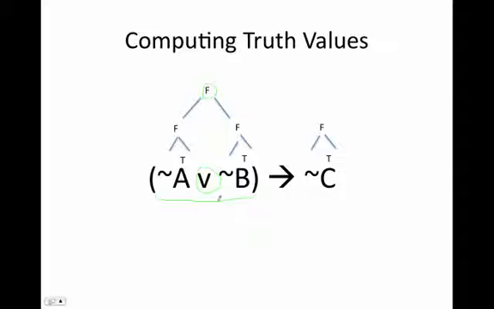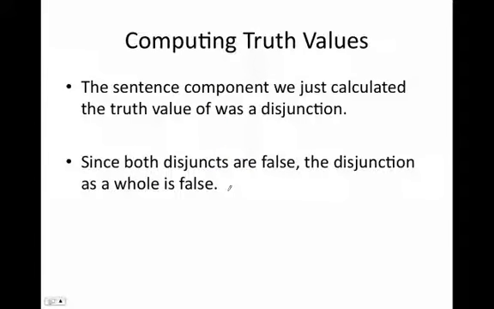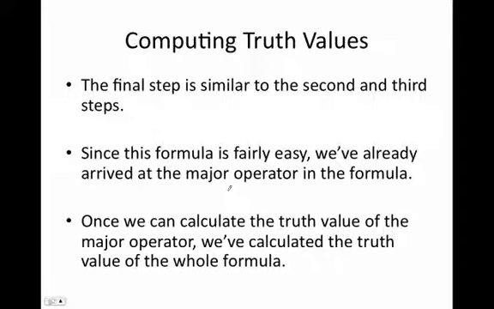All right. Well, that was the next level of complexity. Well, and I just stated this rule, so I won't read it. It's on this slide. The final step is similar to the second and third steps, and it's pretty much always the same. You just move up one level of complexity. Since this formula is fairly simple, the next level of complexity will take us to the major operator in the formula. Well, once you figure out the truth value of the major operator in the formula, you figured out the truth value of the whole formula.